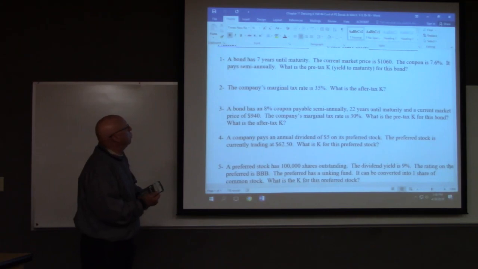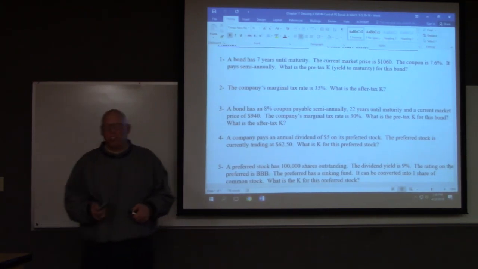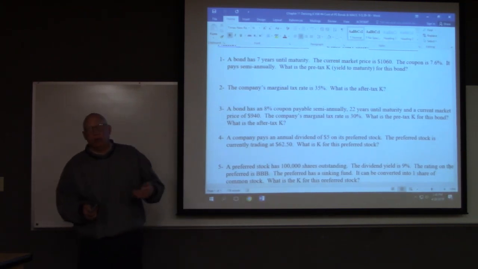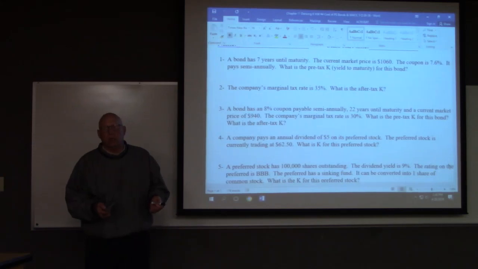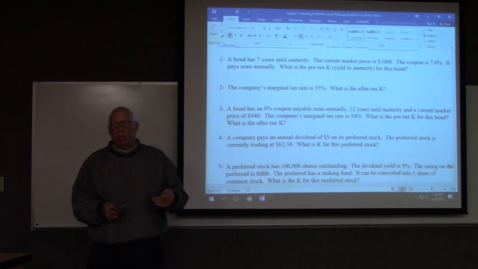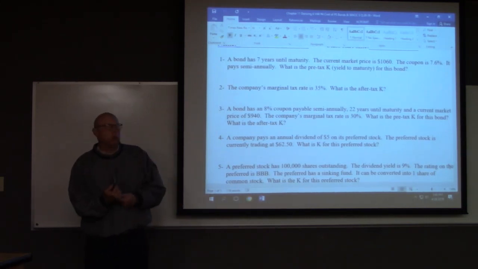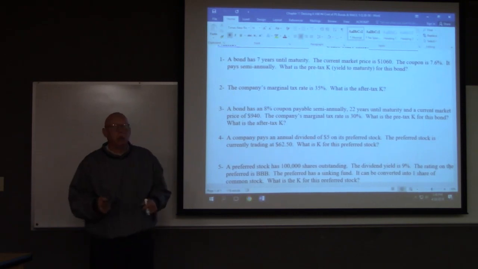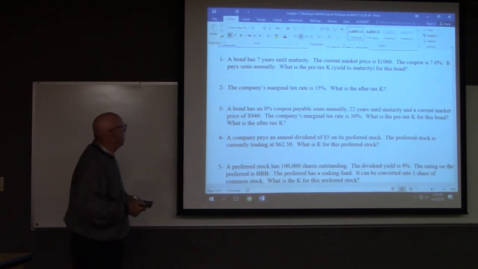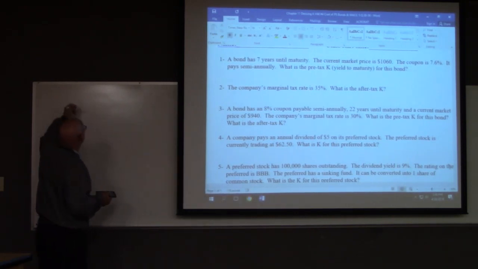Okay, so starting with number 1, a bond has 7 years until maturity. The current market price is $1,060. The coupon rate is 7.6%. It pays semi-annually. What is the pre-tax K, the yield to maturity, for this bond? Compute IY. So let's go ahead and do that right here.